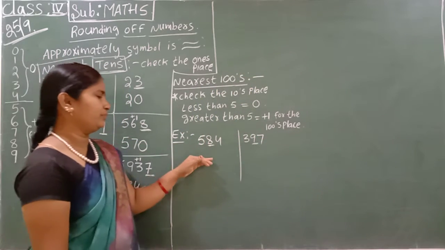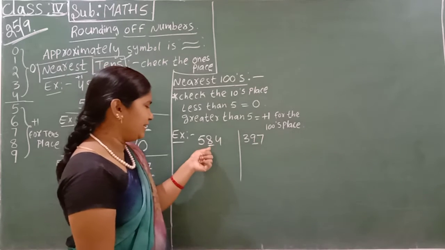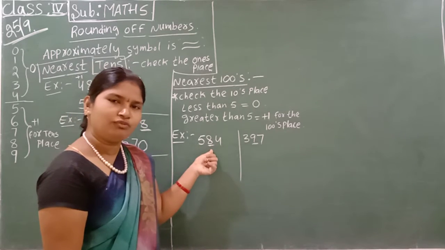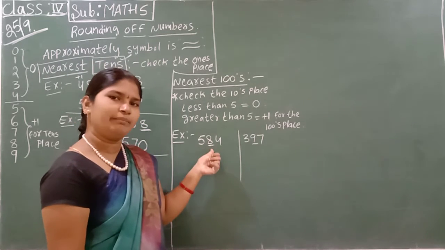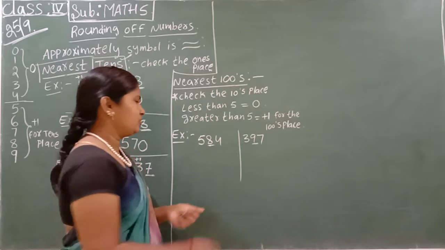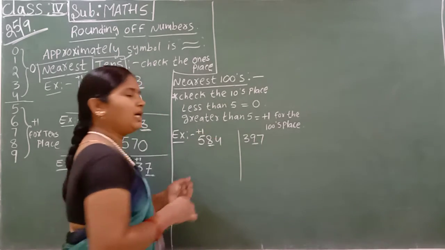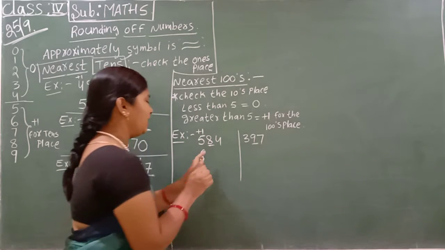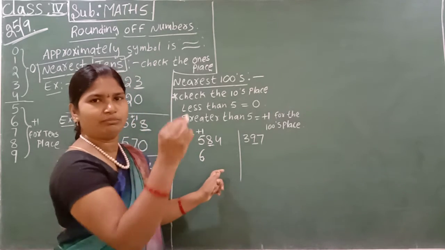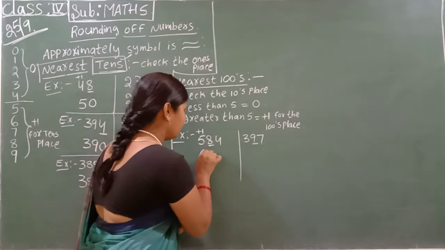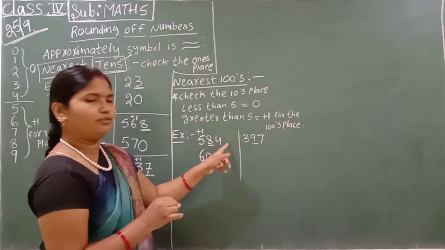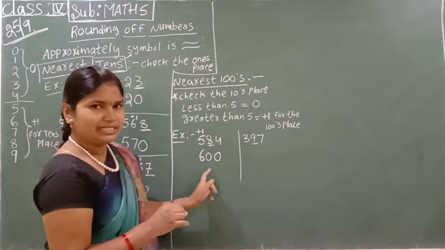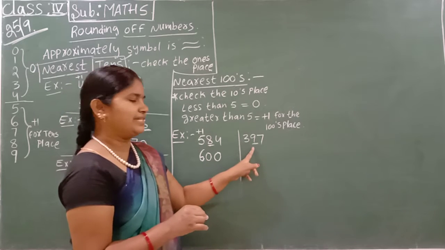See here children. Here tens place 8 is there. Comparing to 5 it is big number or small number? Big number. So add 1 for the hundreds place. 5 plus 1 6. Remaining 2 digits you have to make it as 0. So 584 nearest 100 is 600. Next example.